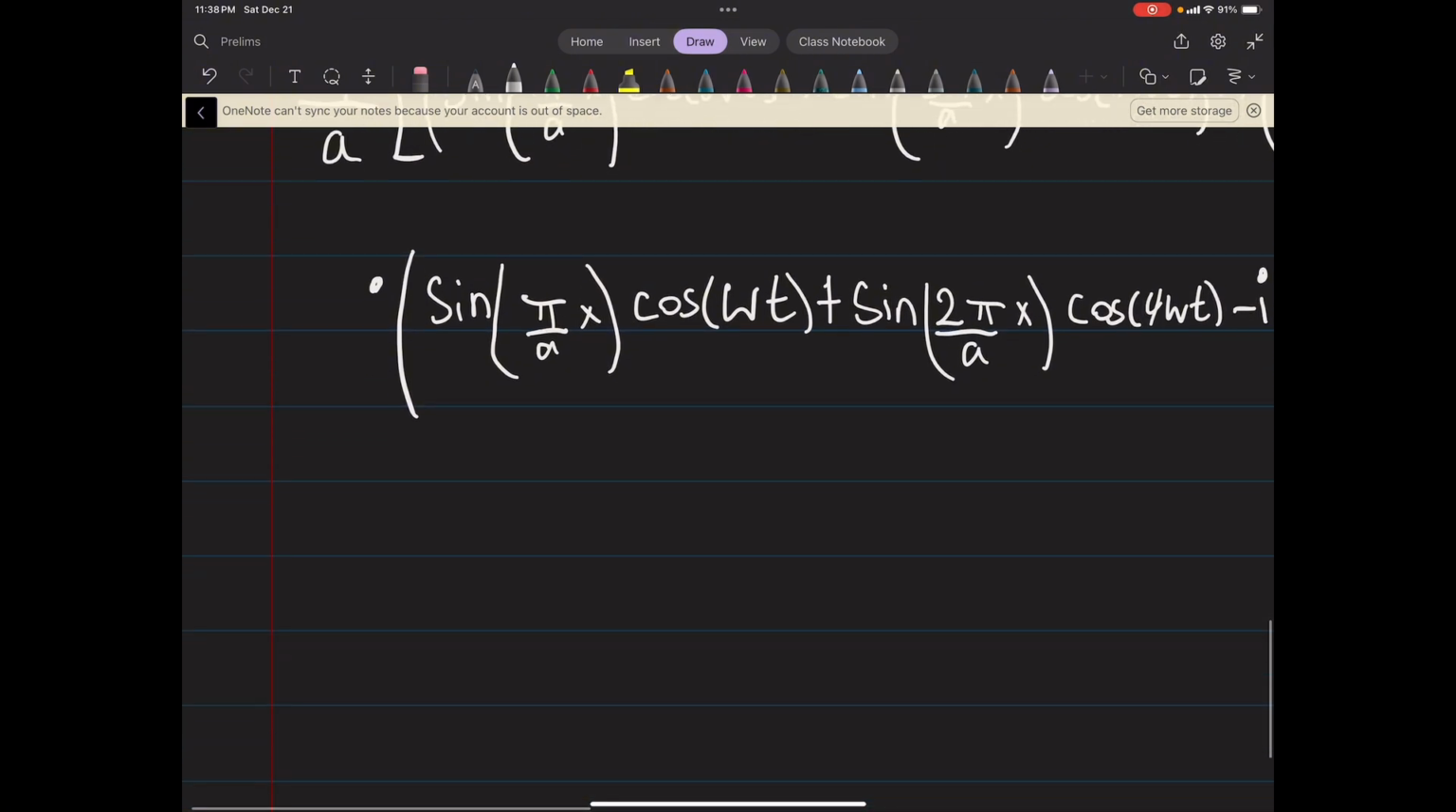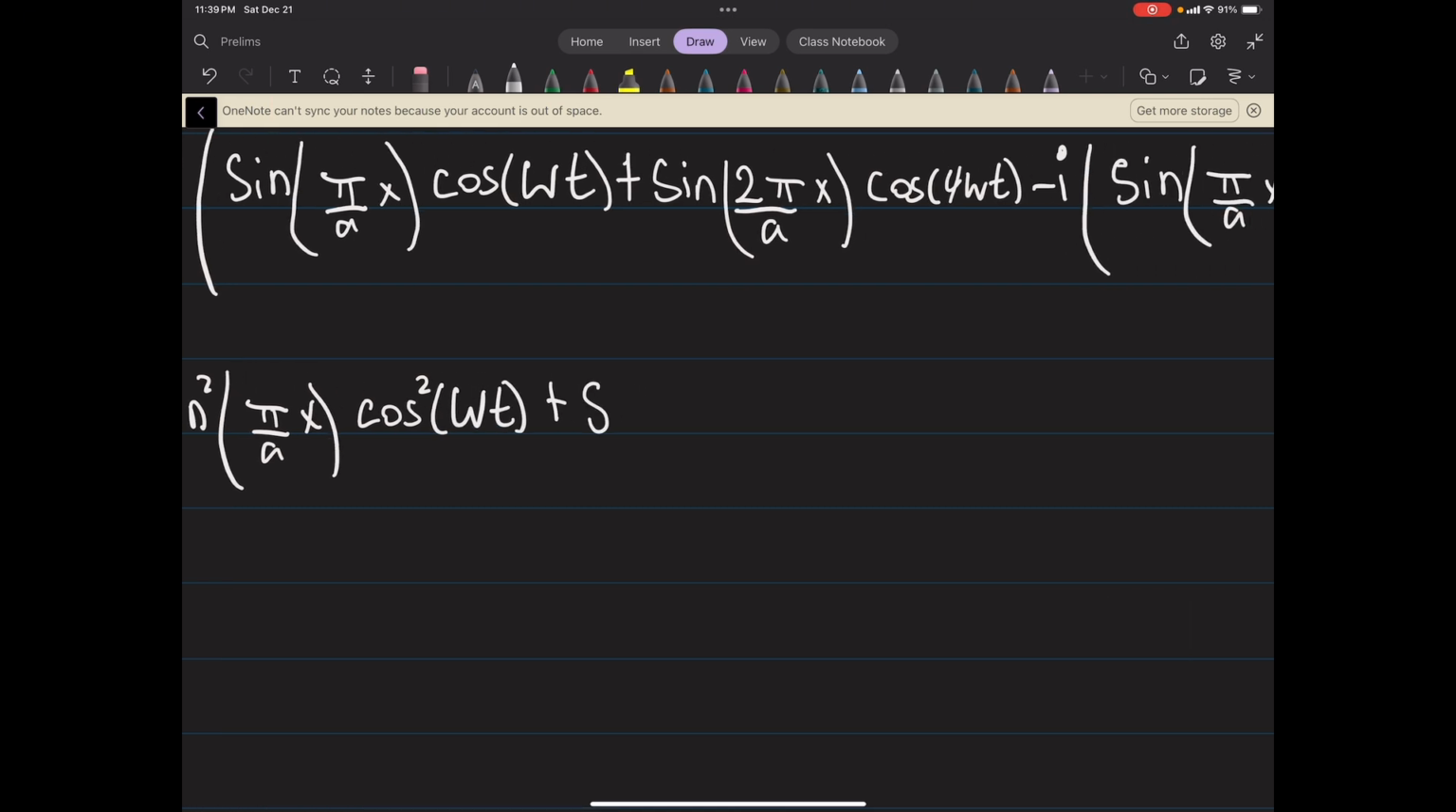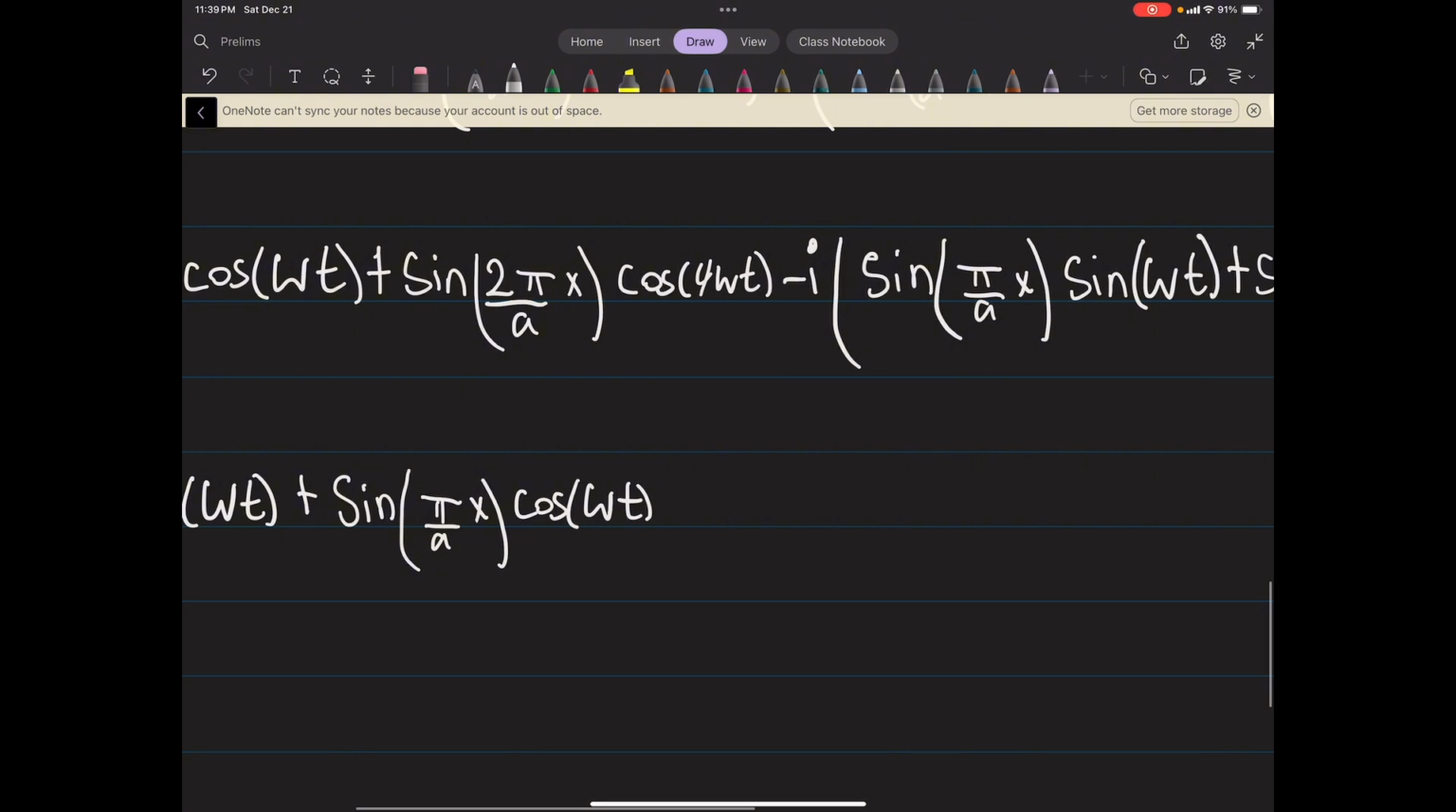Okay, so let's square the first term. And we have cosine squared omega t. Okay. So I'm just multiplying this stuff out, nothing too crazy. Obviously this is very messy, but I think at this point everyone is okay with this for omega t.